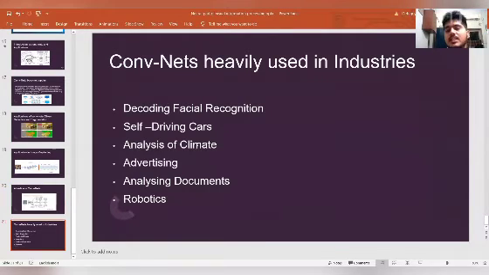And last but not least, I would like to talk about some of the applications of ConvNet, such as facial recognition, self-driving cars, analysis of climate, advertising, analysis of documents, and robotics. So self-driving cars have been an important application, as we all know. Object detection is very much helpful in self-driving cars, as we have talked about. It detects the objects and analyzes the distance that it is from our car, and accordingly it adjusts the angle of the steering wheel so that we do not meet an accident.